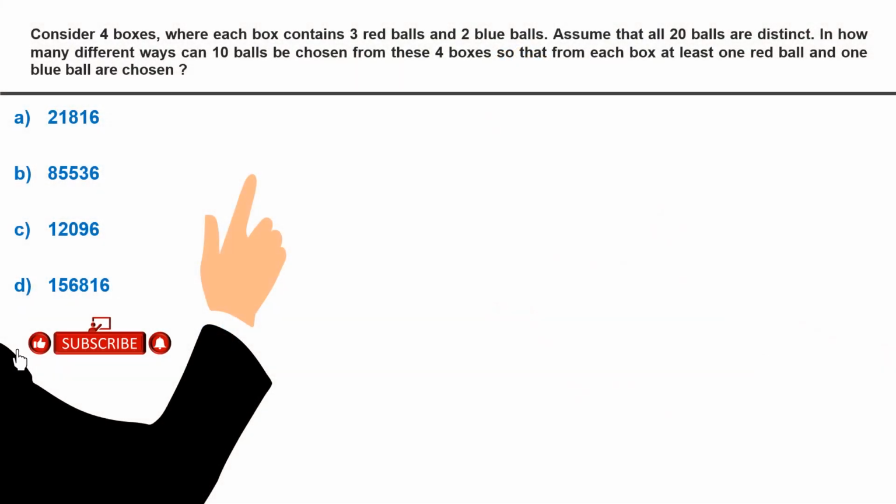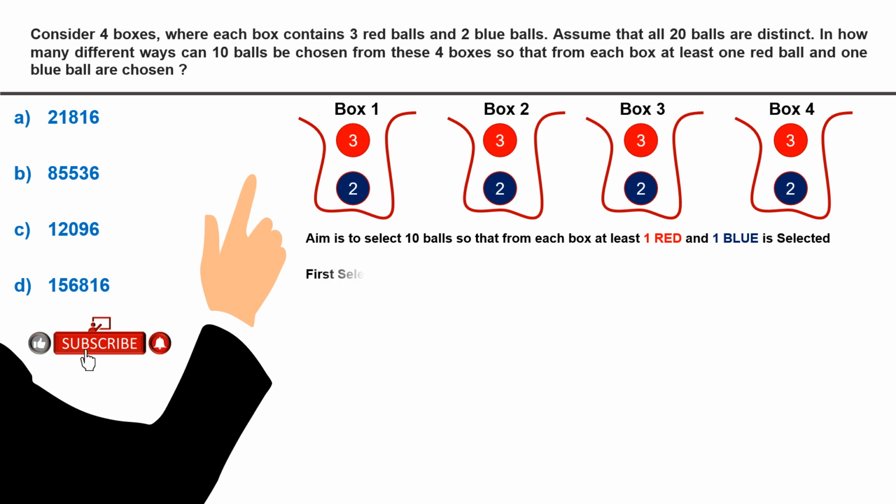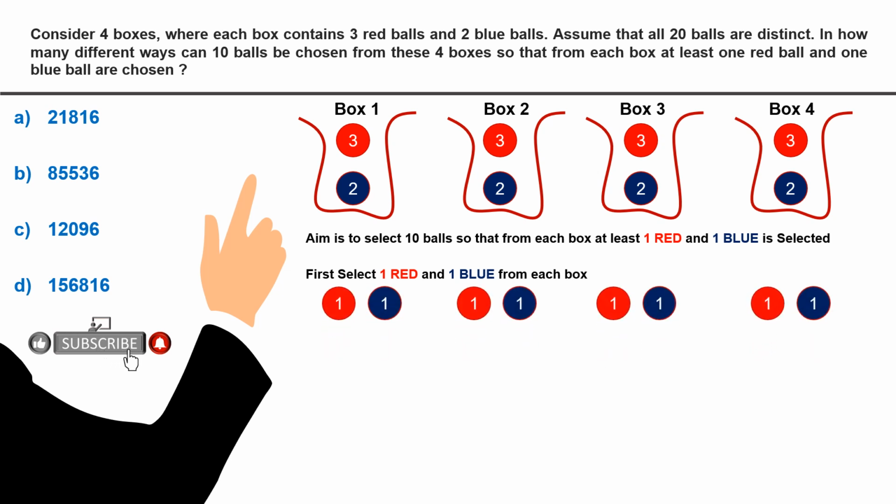So here, first we consider the four boxes, and every box contains three red and two blue balls. Our aim is to select 10 balls having at least one red and one blue from each box. So first we select one red and one blue ball from each box. Now we can easily observe that 8 balls out of 10 are already chosen. So therefore we have to choose only 2 balls.